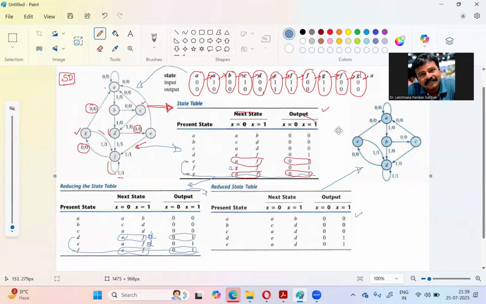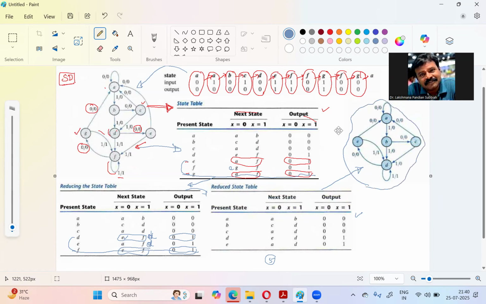So here we are having 7 states: 1, 2, 3, 4, 5, 6, 7 states. 7 states to 5 states. So here we are reducing one state, here another is reduced. So 5 states. Then this is the 5 state diagram. So this is a minimized state diagram.